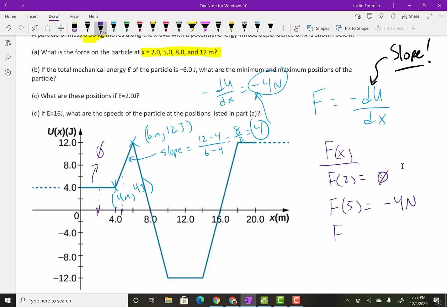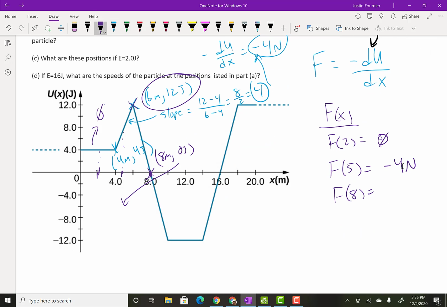So this is the force then at 8 meters. That's the next one here. So 8 meters is here. Again, I'm trying to find the slope of this line. So I'm just going to use this actual data point right here, and then I'm going to use this data point here because this is going to be really nice and easy for me. It's 8 meters, 0 joules. That's that data point. So then I'm going to find this slope.